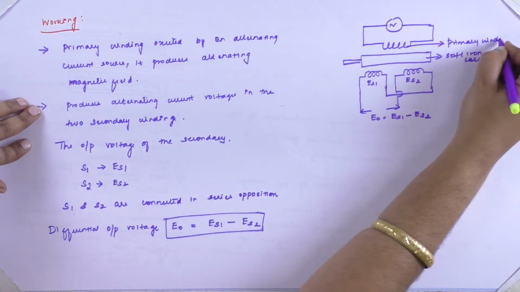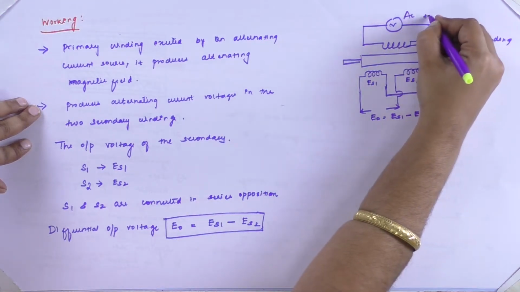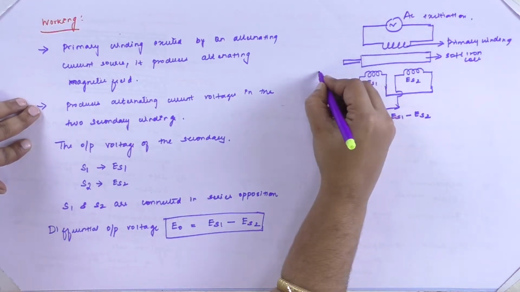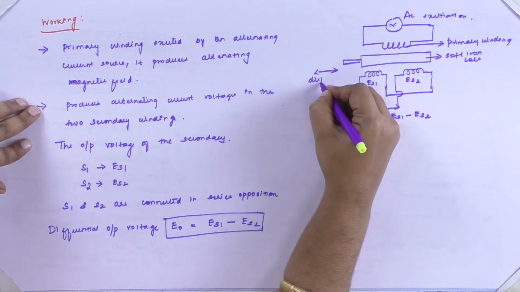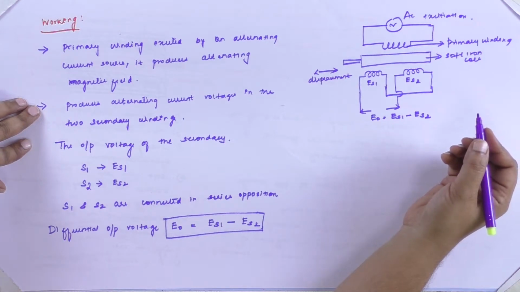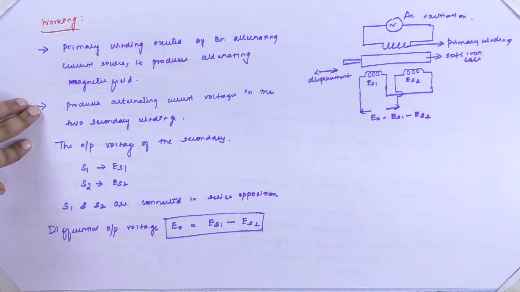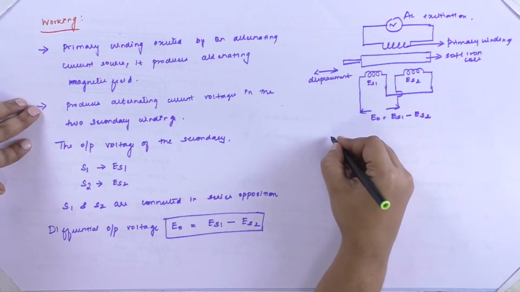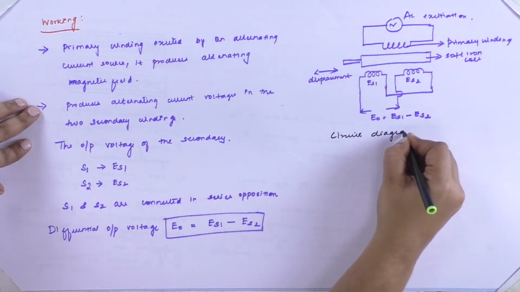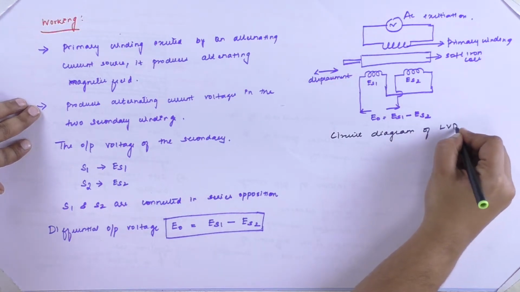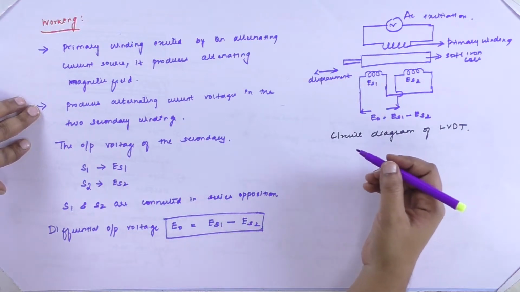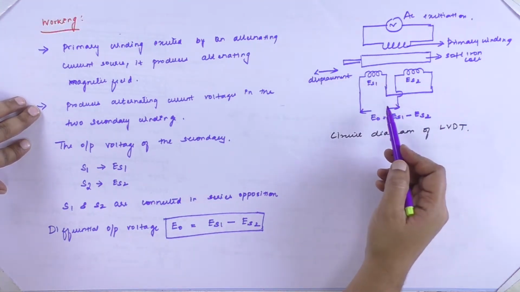Primary winding, which is supplied with the help of an AC source, and the displacement which is to be measured is applied to the arm attached to this soft iron core. So this is the circuit diagram of LVDT. Now let us see the working of this LVDT.